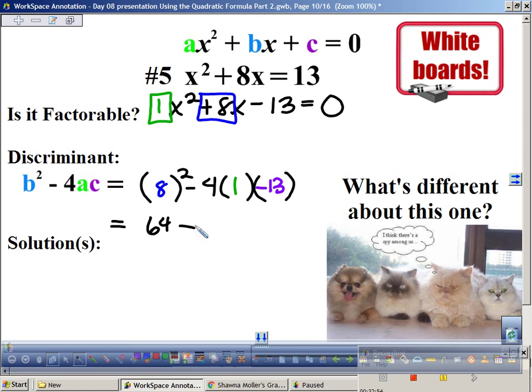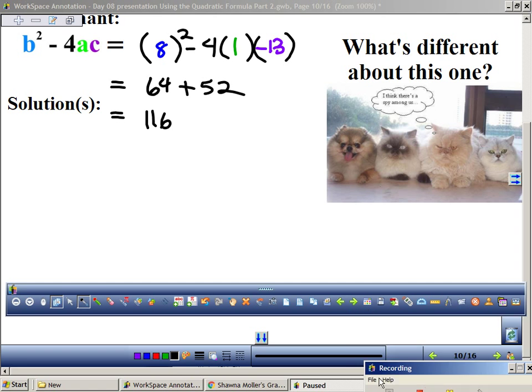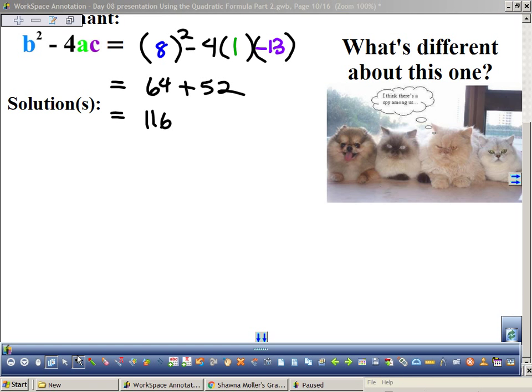So 64 minus, well, I don't know how much 4 times 13 is, but I know that it's a negative, and a negative makes a positive. And then 4 times 10 is 40, and 4 times 3 is 12, which gives me 52. So you guys got 116. All right. So I'm going to put that into my quadratic formula now, but that's what you guys are going to do. Should I just go quickly because we are running out of time? I want you guys to copy this one into your homework. So let me just go ahead and go.